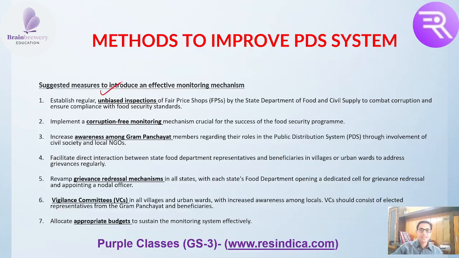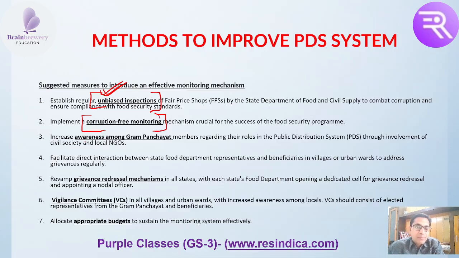First of all, unbiased inspection should happen. Anywhere you can go and inspect the places, and if there are any issues and discrepancies, you can severely punish and penalize them. Okay, corruption free monitoring though. If there is any officer that is going on inspection, they should not get corrupted. So that is why high end technologies have to be used.